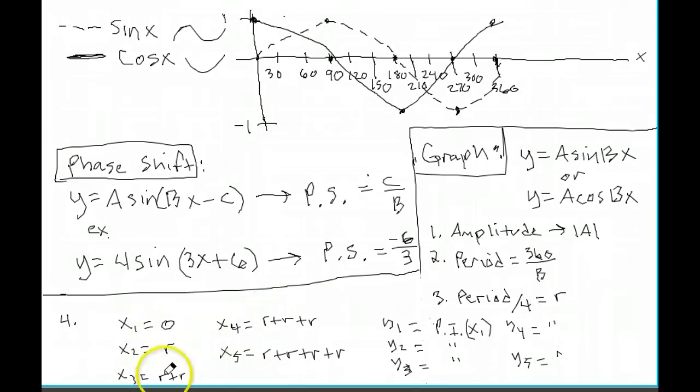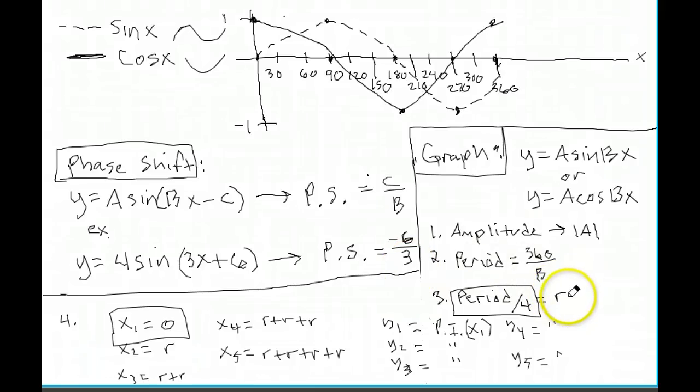In step 4, you're going to have 5 x's and 5 y's. I'll explain that more when we go through an actual example. Your x1, I'm going to box it up, because x1 is always going to be 0. And step 3, I'm going to box up because you always divide your period by 4, no matter what problem you're in. And in step 4, your x1 is always 0. Now x2 is going to be whatever you got in step 3, which is r, the same letter I labeled it in step 3.